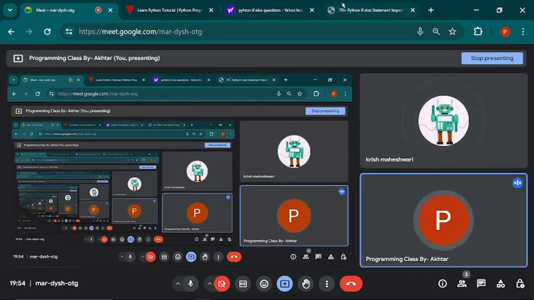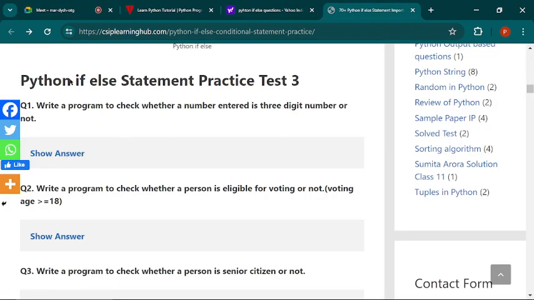We have questions. Our first question is: write a program to check whether a number entered is a three digit number or not. How can you check using Python that the entered number is a three digit number or not? Can you tell me?